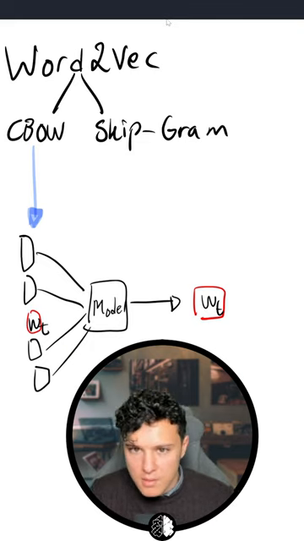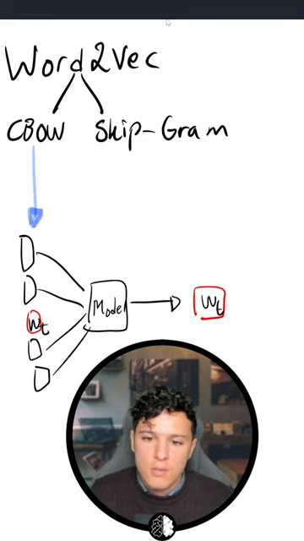SkipGram does a similar thing, but it tries to predict the surrounding words instead of the word in the middle.